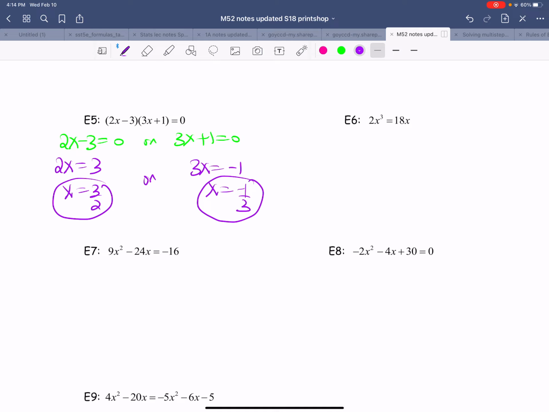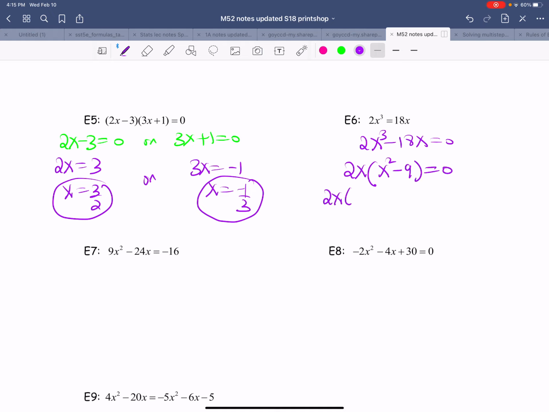Okay, 2x cubed equals 18x. All right, first step is to bring everything to one side. And once I have everything on one side, it is my goal to factor out the GCF, which looks like 2x. 2x is a common factor in both terms. X squared minus 9 is what I'm left with.